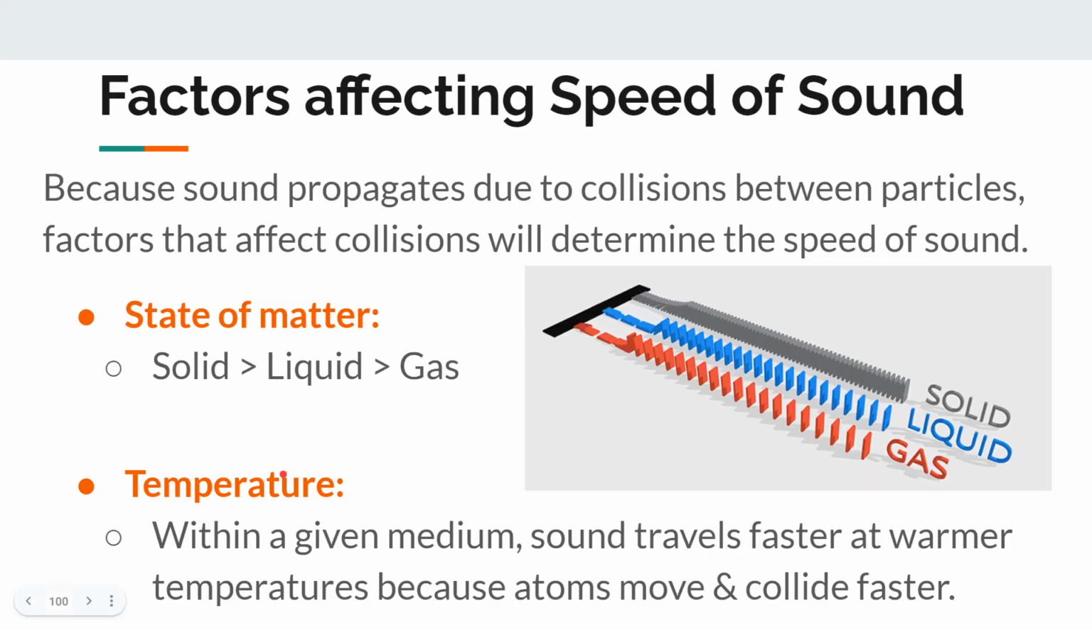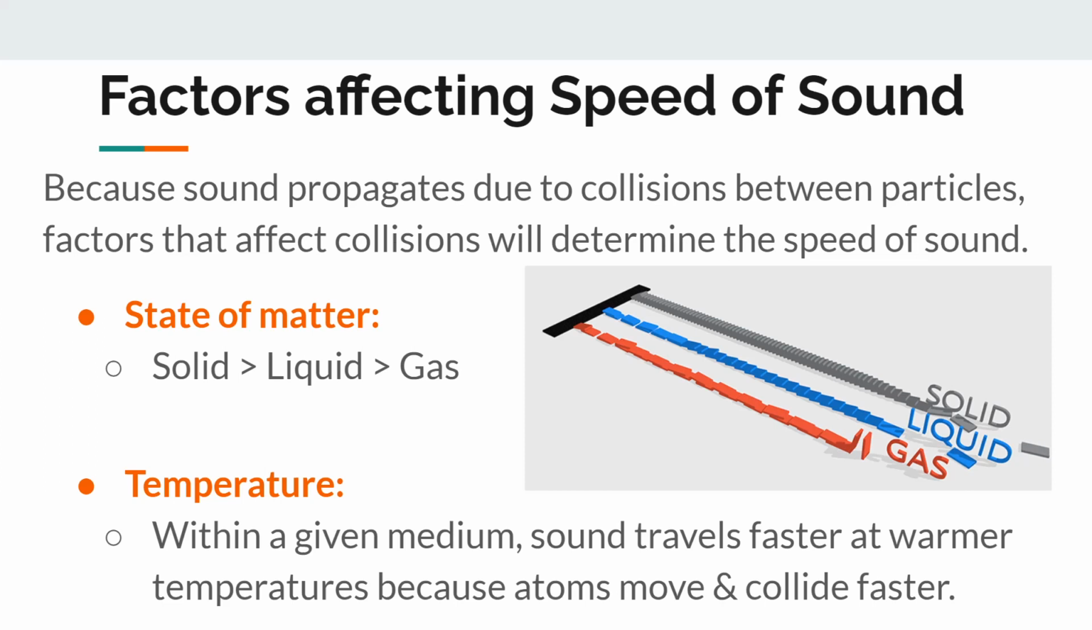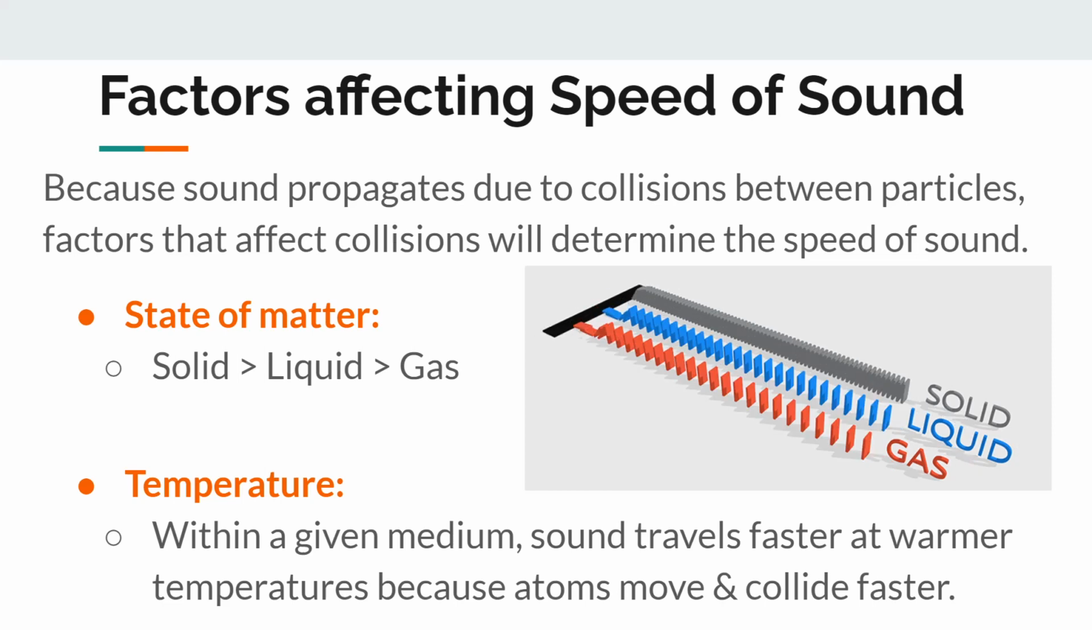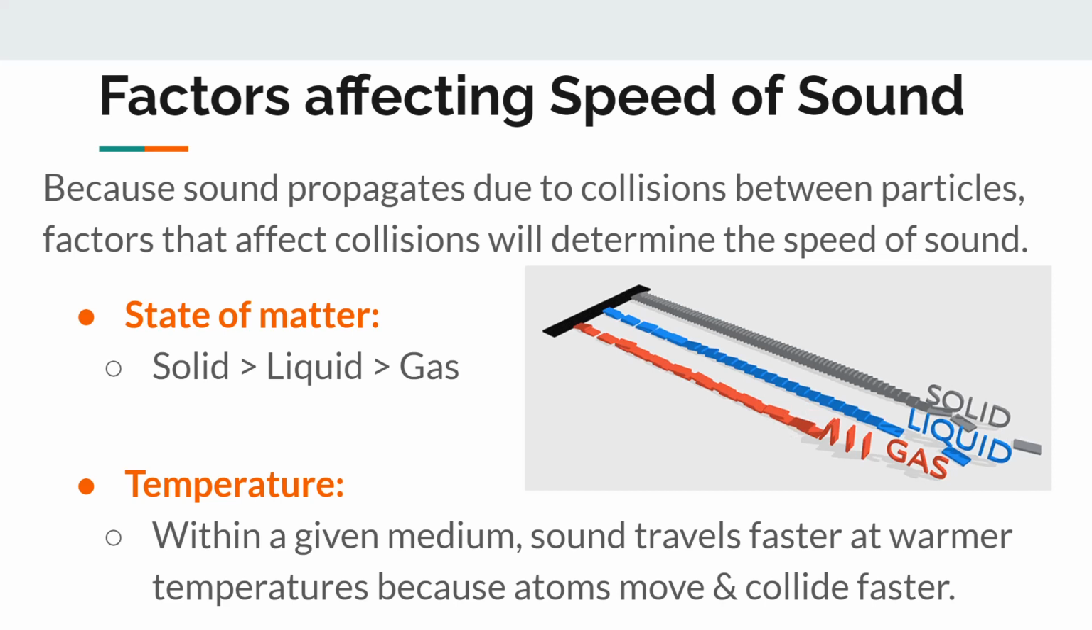Because sound propagates due to collisions between particles, factors that affect collisions will determine the speed of sound. Thus, and this might seem counterintuitive to you, sound travels fastest in solids, then liquids, then gases. Okay, and it's all about the particle arrangement in those materials.